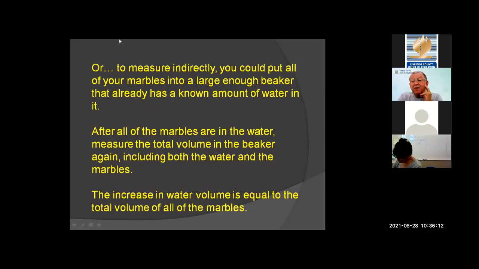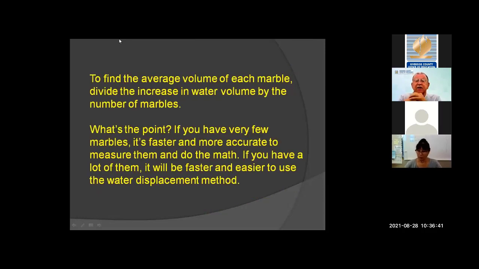One of the other things you can do, there's lots of different ways to do this, is measure it indirectly. Put all the marbles you've got into a large enough beaker that already has some water in it, or you can pour a known amount of water on top of it that will cover them up. After the marbles are in there, you measure the total volume in the beaker, including the marbles and the water. The increase in the water volume is equal to the total volume of all the marbles. If you've got a lot of them, that's going to be faster. And you can divide the total volume by the number of marbles to get the average volume of each marble. Now, you're not going to be able to get the distribution or anything else like you could if you were actually counting them. So the math starts to run into problems.